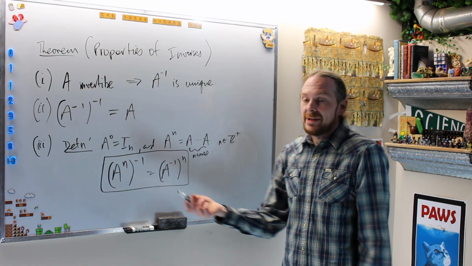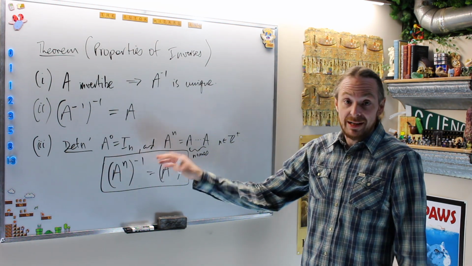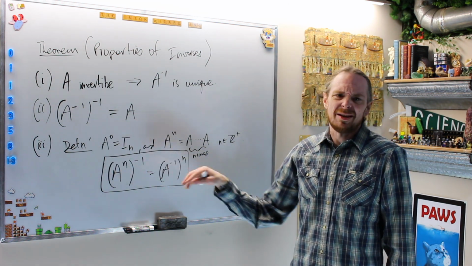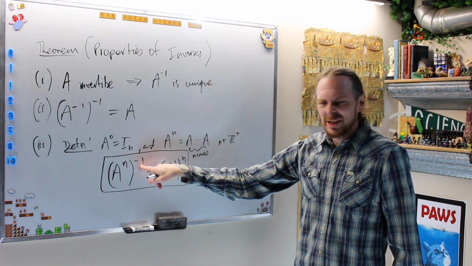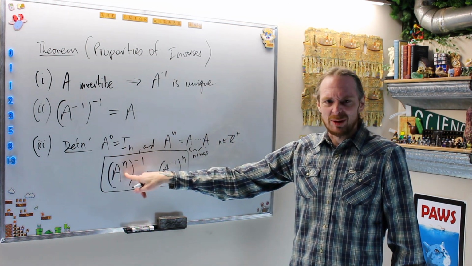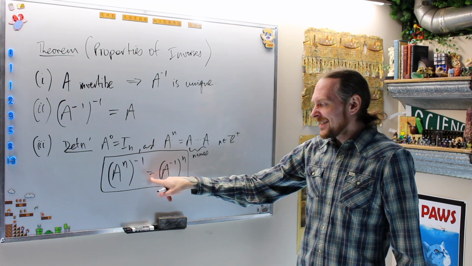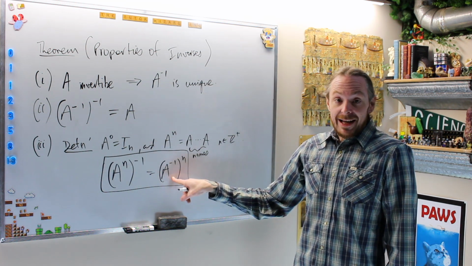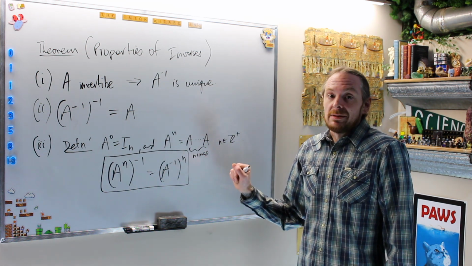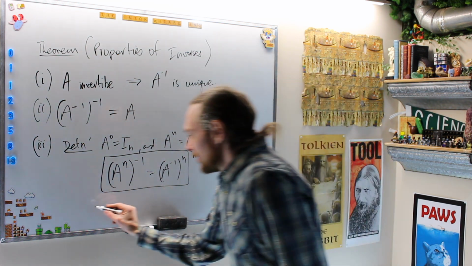If you're seeing that for the first time, basically it says you can switch the exponent and the inverse. Again, this is not exponent laws per se. This is the multiplicative inverse of A multiplied by itself n times, and that's equal to the inverse of A multiplied by itself n times. That's what it's technically saying. And then 4.